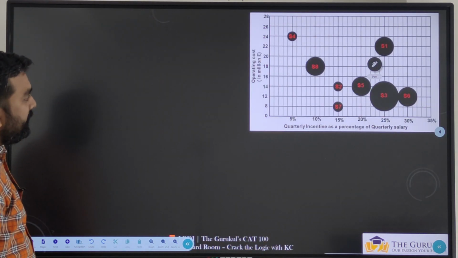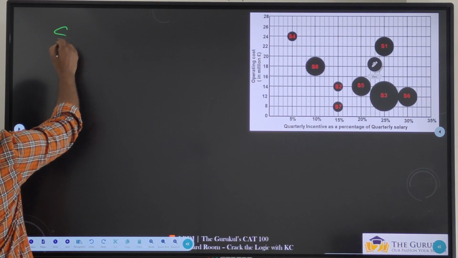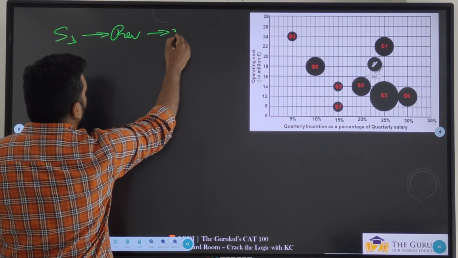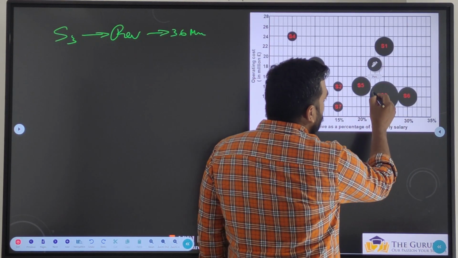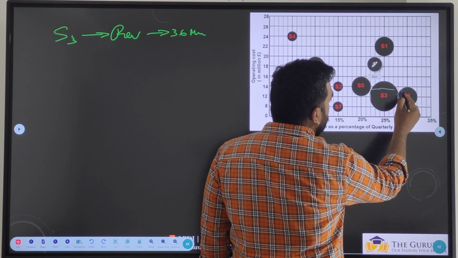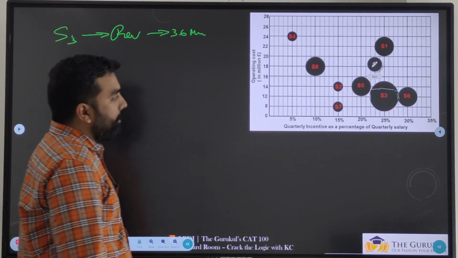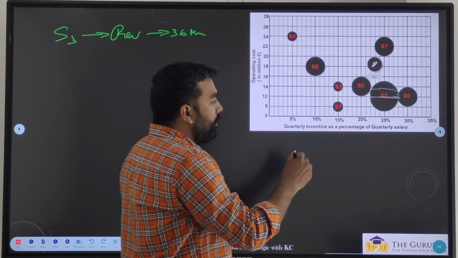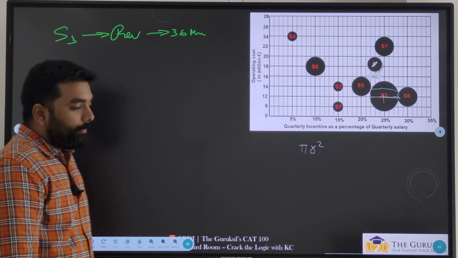Okay, so let's see in detail. The one thing which we know is that ship 3 generated a revenue of 36 million. Ship 3 is over here. So from here to here, that is 1, 2, 3, 4, 5, 6. For 6 lines, it is generating a revenue of 36 million. That 6 lines acts as the diameter. But they told us the area, and the formula is pi r square. So the radius will be 3 parts only.